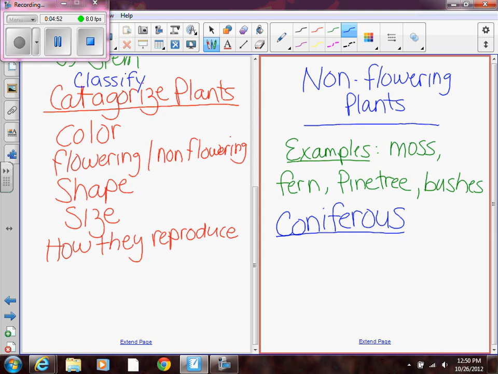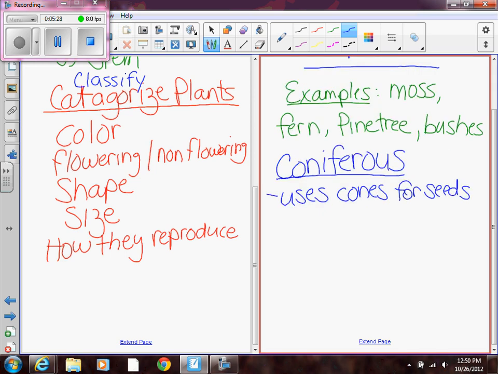What does a coniferous plant make for its seeds? It uses what for seed? Not flowers. It uses cones for seed. And those cones fall to the ground and the seeds form or they drop out.